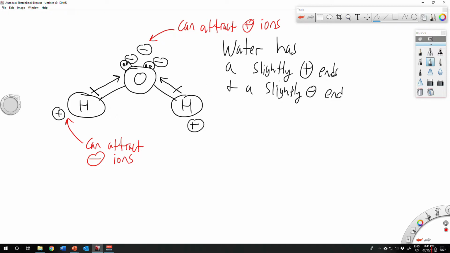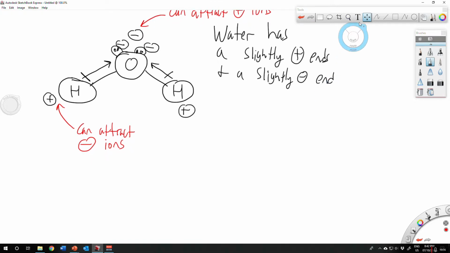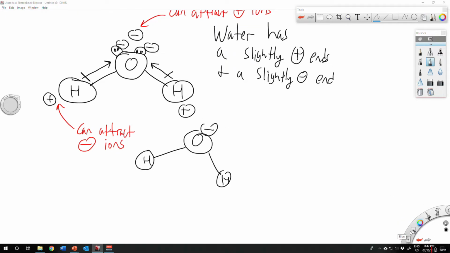Okay. So this is one of the neat properties of polar compounds. Now, because other water molecules operate in a similar manner, water will actually attract to itself as well. So if I have another water molecule like so, this negative end of the water will attract to itself like this.